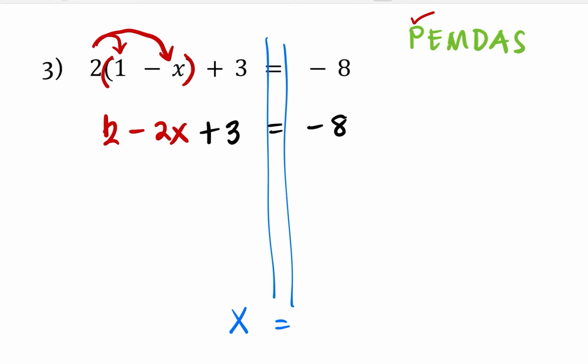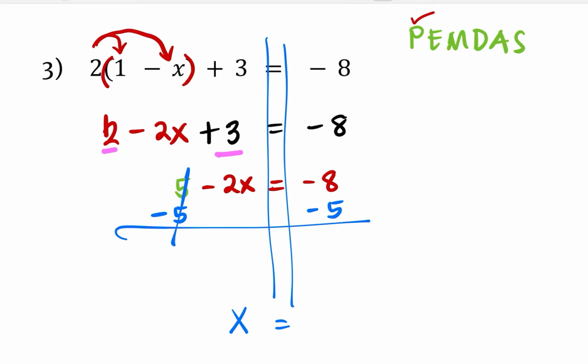Let's double check. On the left hand side, there is something we can combine, and that is the 2 and 3. So 2 plus 3 is 5, and we are going to drop negative 2x equals negative 8. So we want to isolate the x by itself, so the x has a company, and there is that 5. We want to get rid of this 5. There is no operation before 5. That means it is understood to be a positive 5. So the inverse of positive 5 is minus 5.